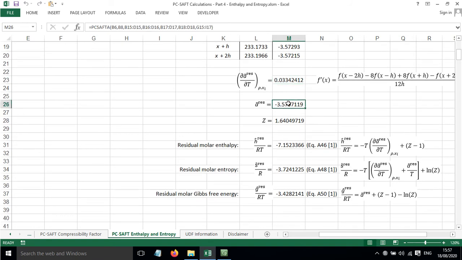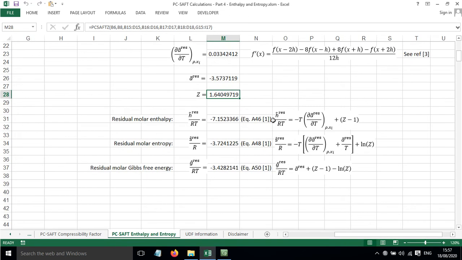We also need the value of A res, so that's calculated using the PC-SAFT A user defined function, and also we need the compressibility factor. So once we have these values, then we can implement these equations from reference 1. So we've got equations A46, A48 and A50. So these are what we're going to use here. So we combine these values. So this one to start with is shown here.